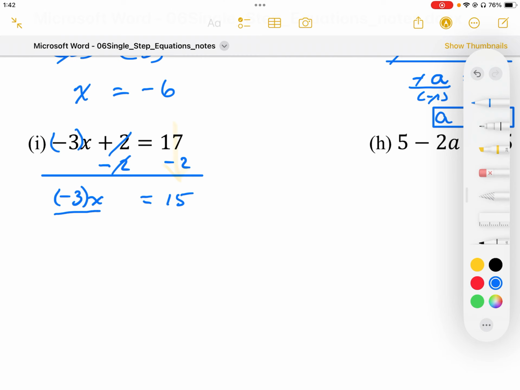I'm going to divide that times with a, get rid of the times with a divide by negative 3. And I'm going to make sure I do that to both sides. These are going to cancel, so I'm left with 1x equals 15 divided by negative is going to be a negative. 15 divided by 3 is 5, so my answer is negative 5.